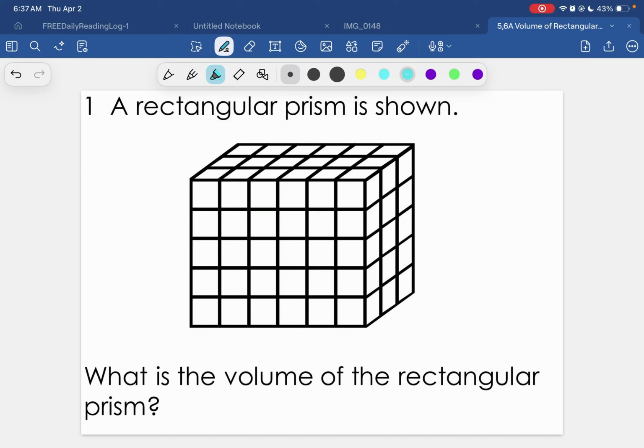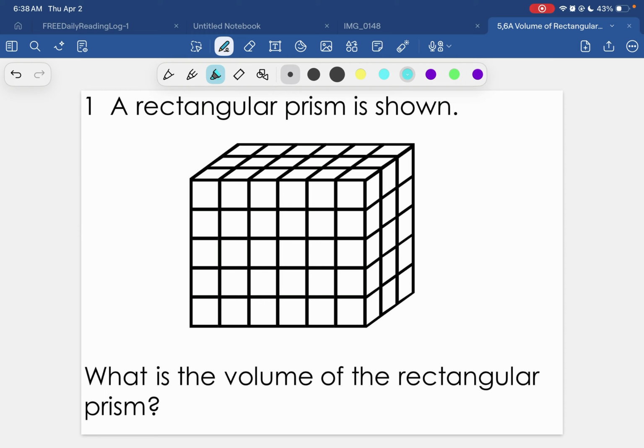Today's video is going to focus on introducing volume to a 5th grader using blocks. So obviously this is a video, and I'm not able to pull out the blocks on this, so we're just going to do the best I can with this.